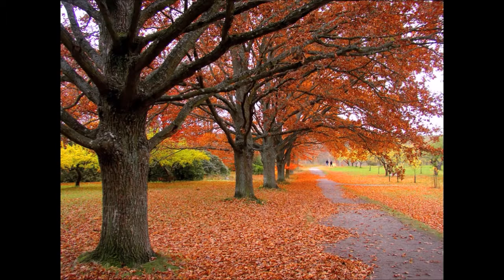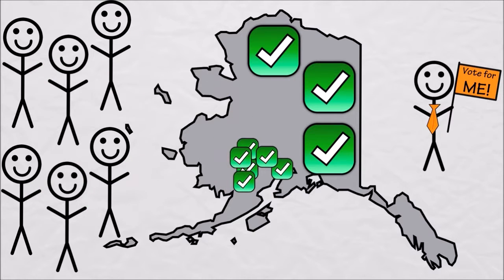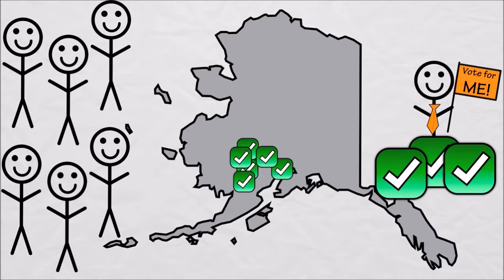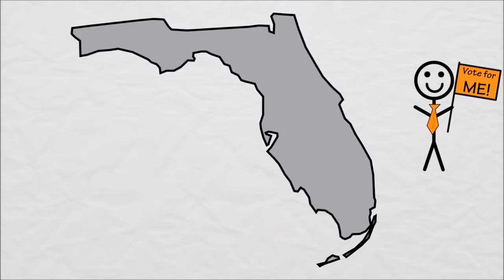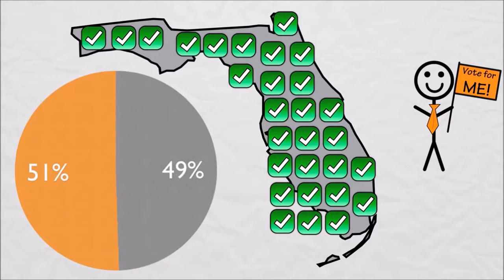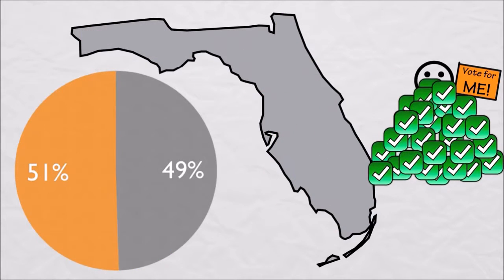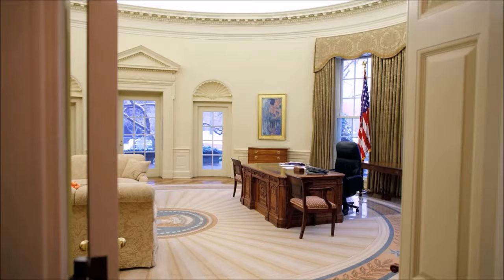In early November, when citizens go to the polls, they aren't voting for president directly, but they're really telling their state how they want it to use its electoral votes. 48 of the 50 states give all their Electoral College votes to the candidate who wins a majority in their state. Take Florida, for example, which has 29 Electoral College votes. If a candidate wins a majority, no matter how small that majority, he gets all the votes. So the path to the White House is clear. Win enough majorities in enough states to get more than half of the Electoral College votes, and you get to sit at the big desk.